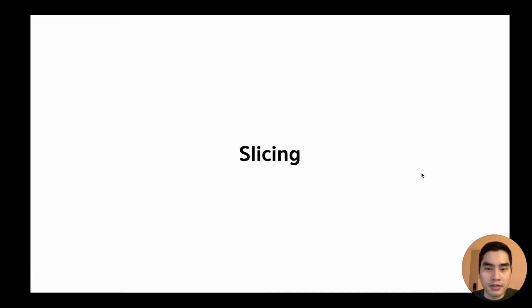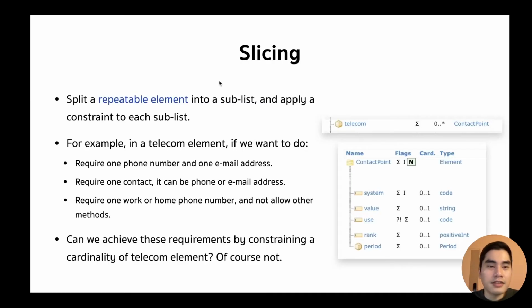The next topic is slicing. Slicing is splitting a repeatable element into sublists and applying a constraint to each sublist. Confused, right? But you will understand when you see an example. So, for example, in a telecom element, let's say that we want to require one phone number and one email address, or we want to require one contact. It can be phone or email address. Or you want one work or home phone number, but not allow other methods.